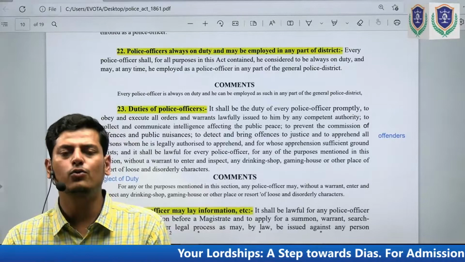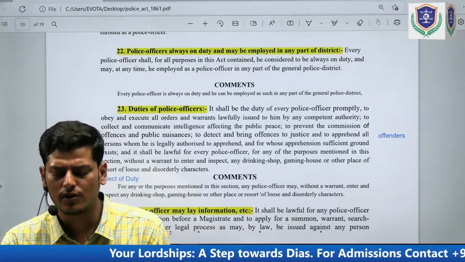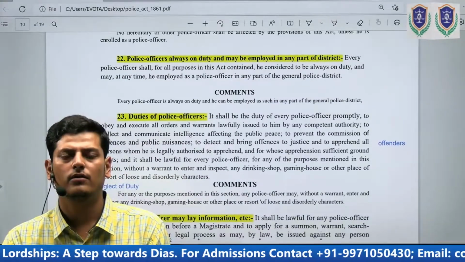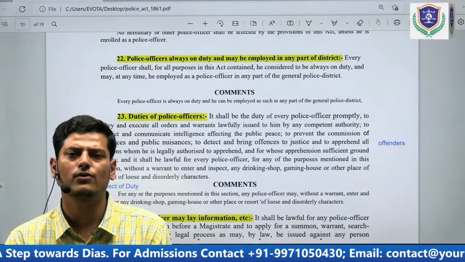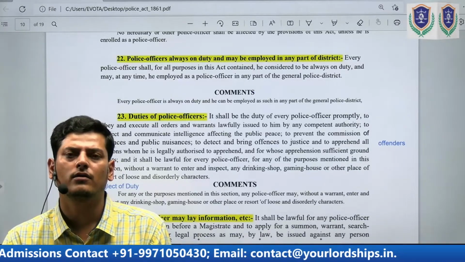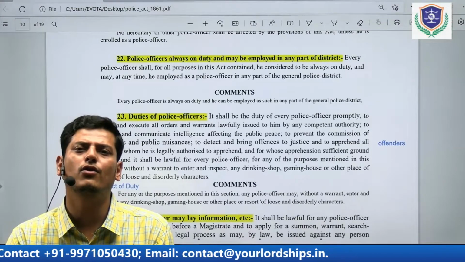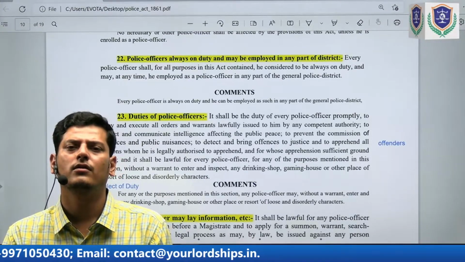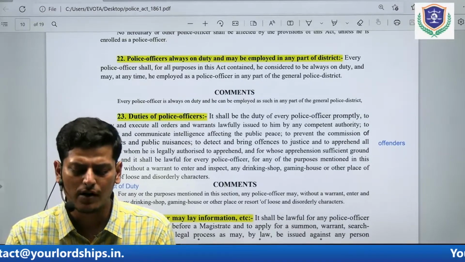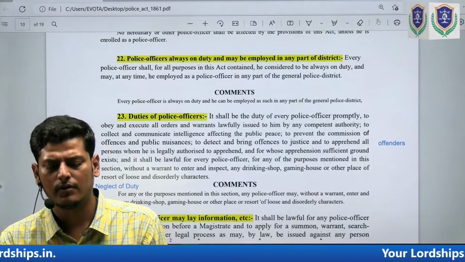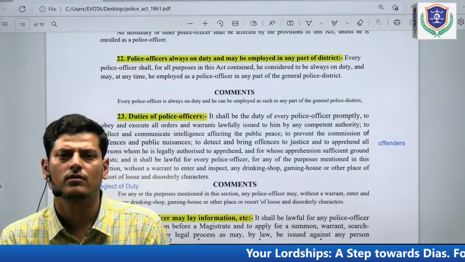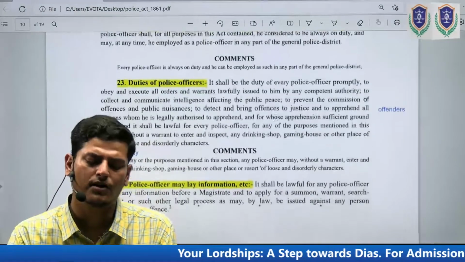Then we have sections 22 and 23 also. These are also the general duties of the police officer. This we have explained yesterday also. The duty that the police officer, what is the timing? He's always on duty. He cannot refuse service, saying that he's not in uniform, he's not on duty. Police officer is always on duty and may be employed in any part of the district. This has been covered under section 22.